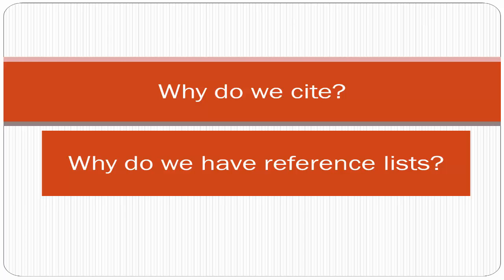So today we're talking about citing and referencing. Why do we cite and why do we have reference lists? We cite because we need to attribute those ideas and those words to the people who rightly own them. You would not want someone else to steal your ideas or take your words and pawn them off as your own. So you must give credit where credit is due.